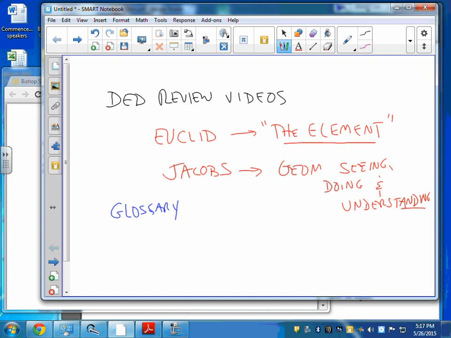The glossary starts on page 728, and it has just about every important fact in there, also the pages that are referenced where you can find more information. After about a dozen pages, there's also a section on formulas. Jacobs calls it a formulary, F-O-R-M-U-L-A-R-Y, and that's on page 738. So the formulas for areas and volumes of various shapes.